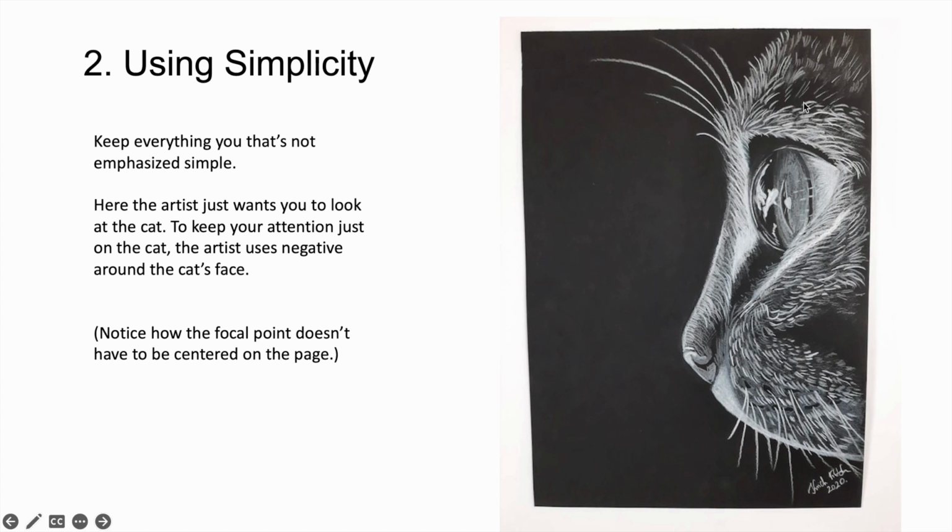Here, this is a lot of complication with the drawing of the cat's face. This is all one very simple negative shape. So essentially the way to use this one is everything that you don't want to emphasize is just simple. And here, a black shape is ultra simple. And then the artist obviously wants you to look at the cat, so to keep your attention there, this negative shape is just flat black.